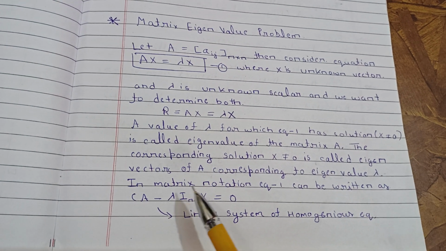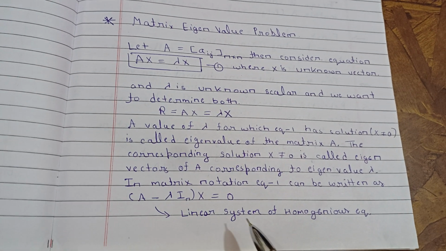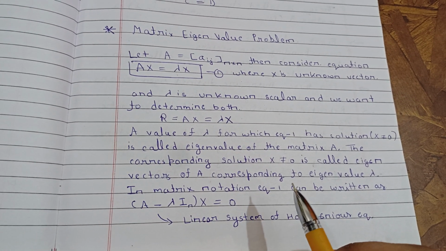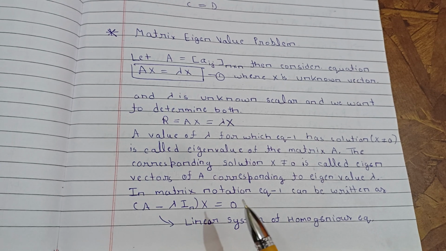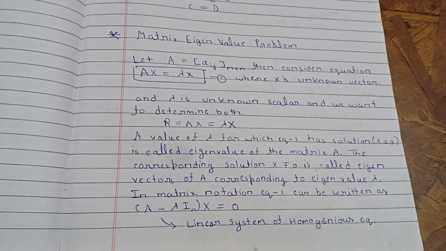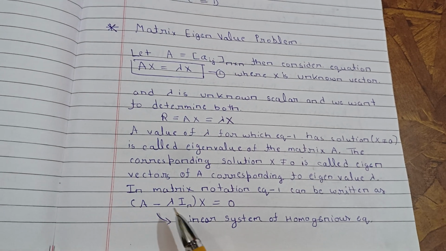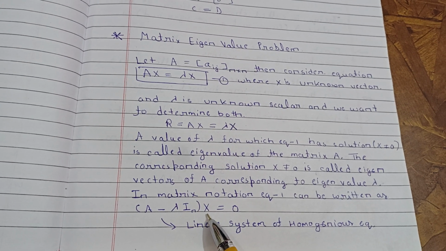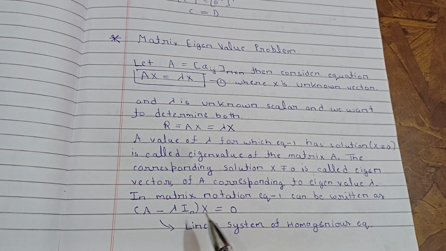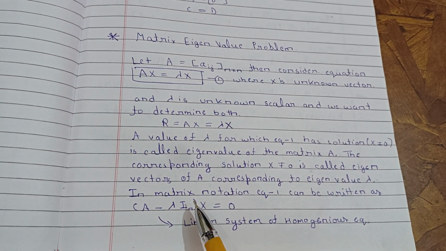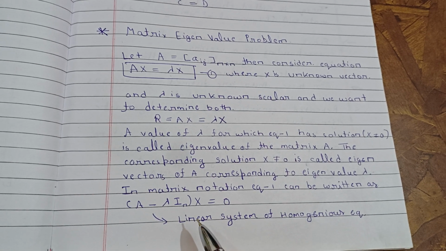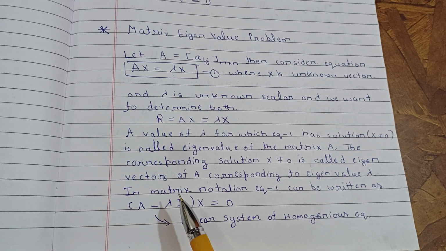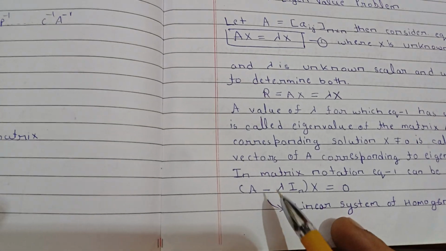Now this equation, (A minus lambda I) x, is a linear system of homogeneous equations. You know what this linear system is, I already told you in the previous lectures. It's like ax plus by plus cz equal to 0, this type of equations are called homogeneous linear equations. Now if A minus lambda I is non-zero, then x must be 0, and that will be the trivial solution. We don't need the trivial solution. What we need are non-trivial solutions, and for that A minus lambda I must be equal to 0. So that's how we will go forward. This should be equal to 0, and then we will solve for it.